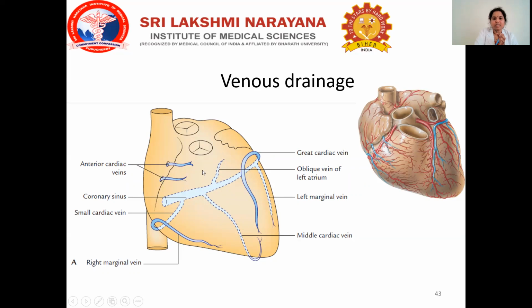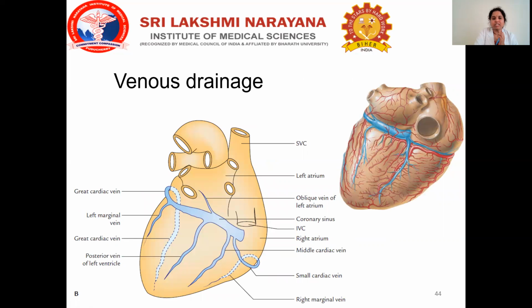The sternocostal surface of the right ventricle and right atrium are drained by numerous small veins called anterior cardiac veins. These anterior cardiac veins drain directly into the interior of the right atrium. On the posterior surface of the heart, or inferior diaphragmatic surface, a small left marginal vein is present that drains into the left end of the coronary sinus.